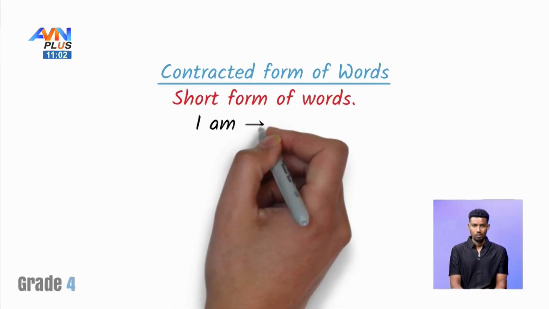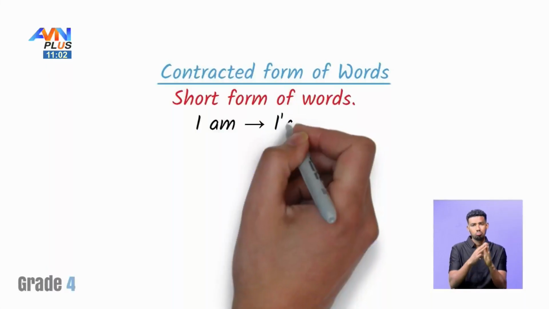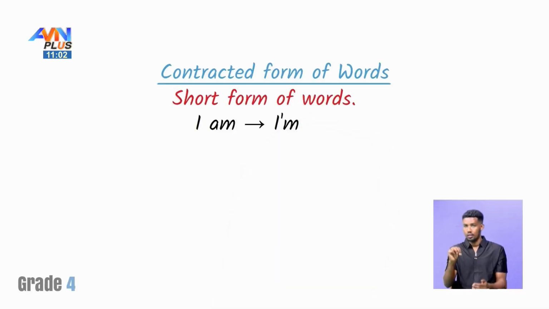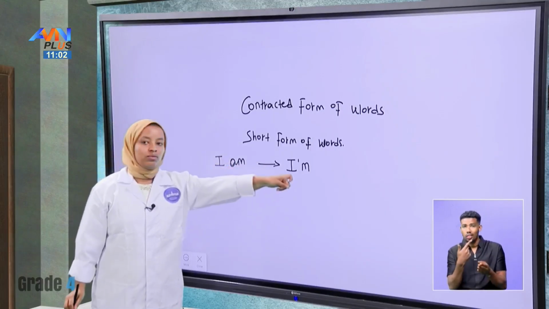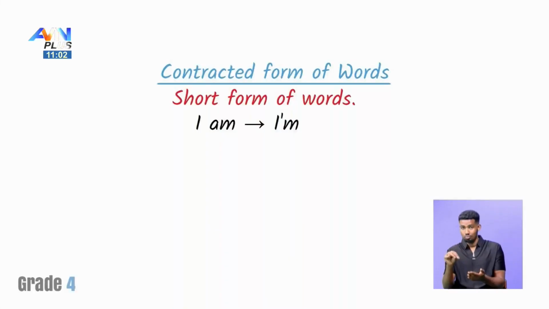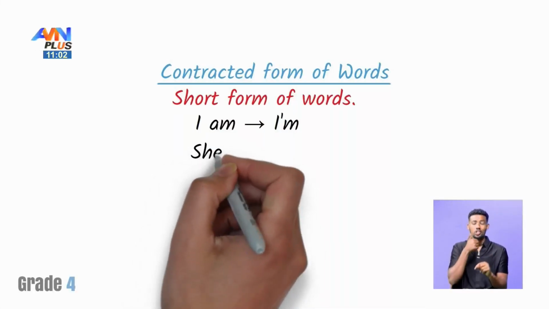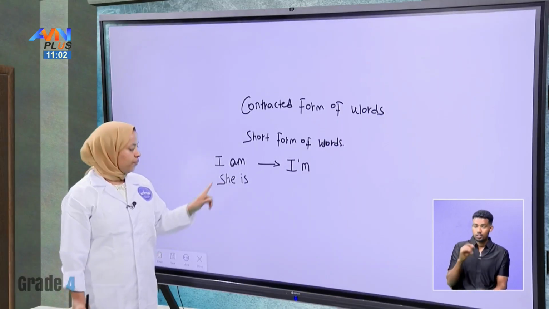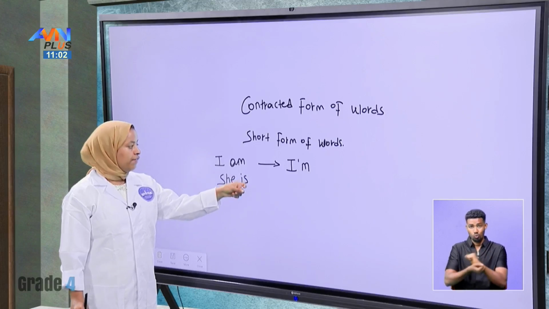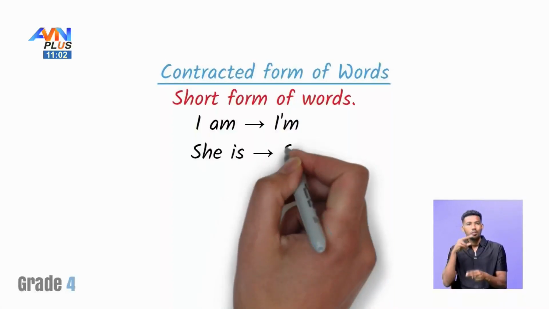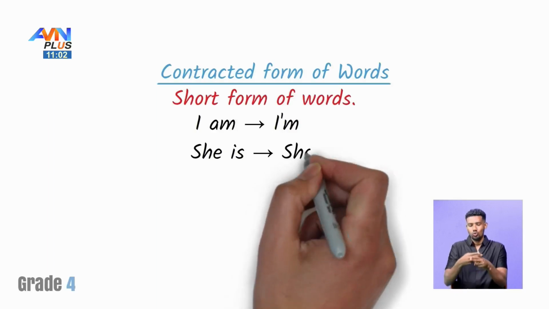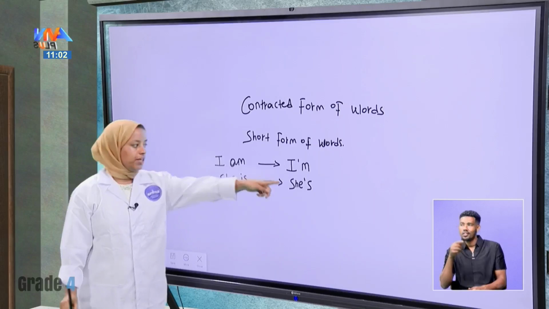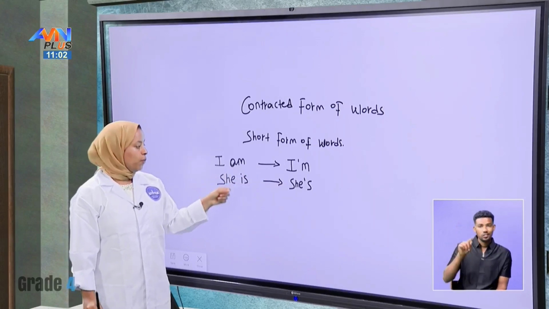Here is a punctuation mark, apostrophe, and here is am. We just skip a. This is the short form of I am. Let us use the next one. She is. This one is pronoun. This one is verb to be. Let us make it short form. She, apostrophe, and this. She is. She's. This is the short form of she is.